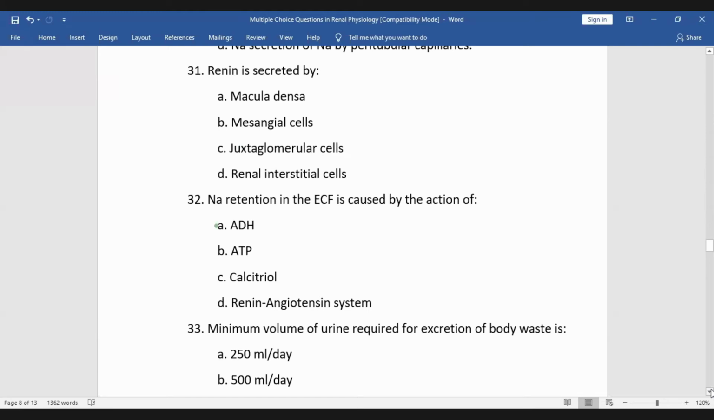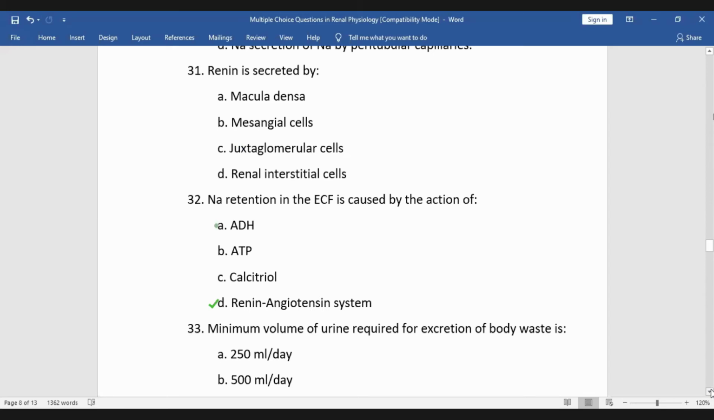Sodium retention in ECF is caused by the action of what? Try to remember. Can it be as a result of ADH? No. ADH has nothing to do with sodium retention. It is responsible for water retention. ATP has nothing to do. Calcitriol is vitamin D, the active form of vitamin D. It has nothing to do. The renin-angiotensin system is responsible for retention of the sodium. How does it help?